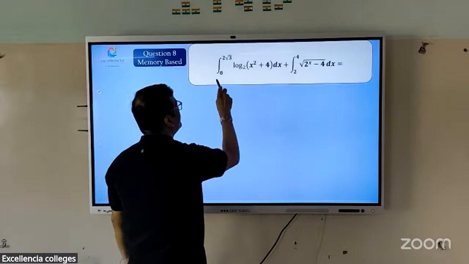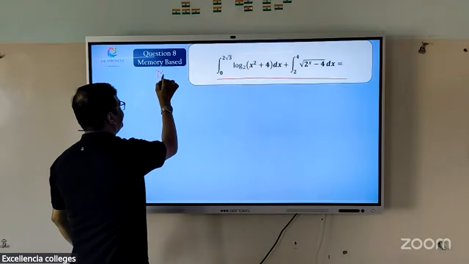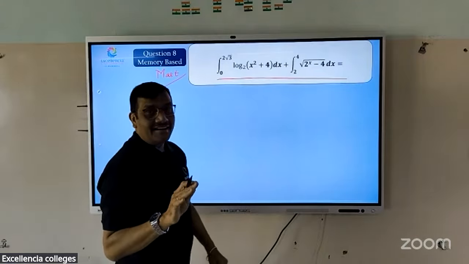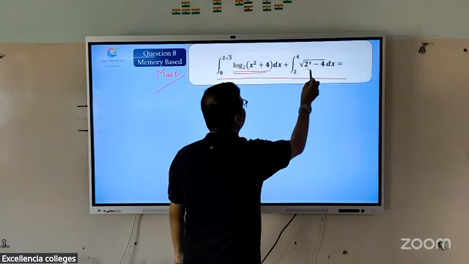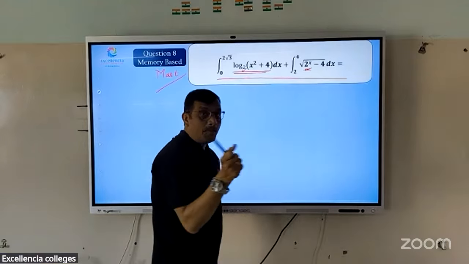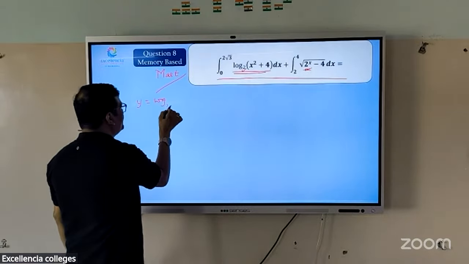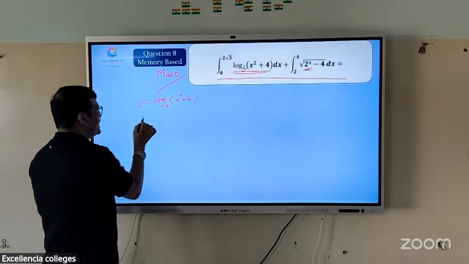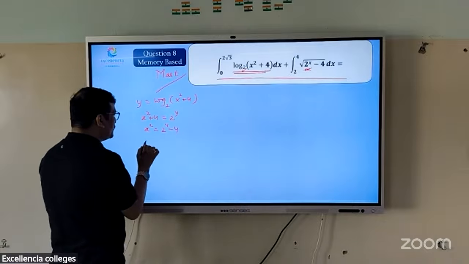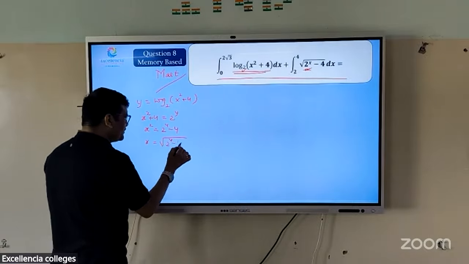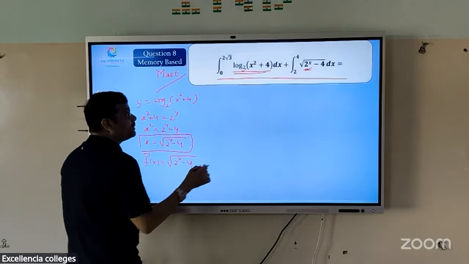Question number 8. This you have to think how it is. This is log, this is exponential. Log based exponential may be the inverse of it. So what if you check it? Y is equal to log base 2 of x square plus 4. So x square plus 4 is equal to 2 power y. X square is equal to 2 power y minus 4. X is root of 2 power y minus 4. That is, f inverse x is equal to root of 2 power x minus 4.